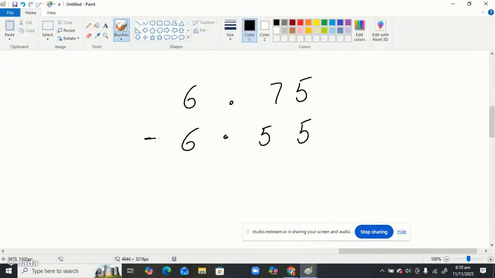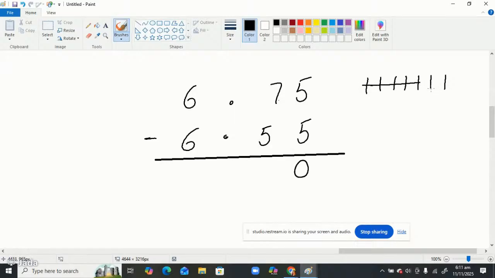6.55. We are going to subtract. Then let's see what's the answer. We get it. Okay. So now 5 minus 5 is two same numbers which we subtract. We can get the answer 0. 7 out of 5. Draw 7 lines. 1, 2, 3, 4, 5, 6, 7. Take away 5 lines. These 5 lines are taken away. How many left? 1 and 2.